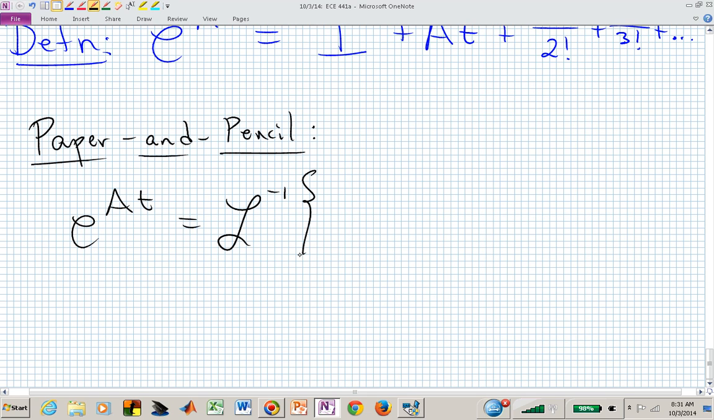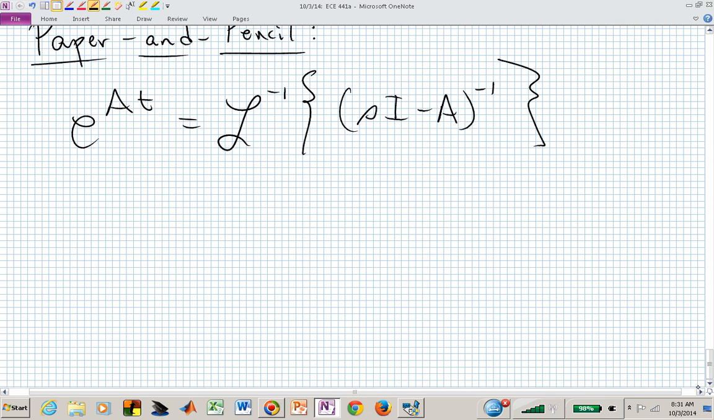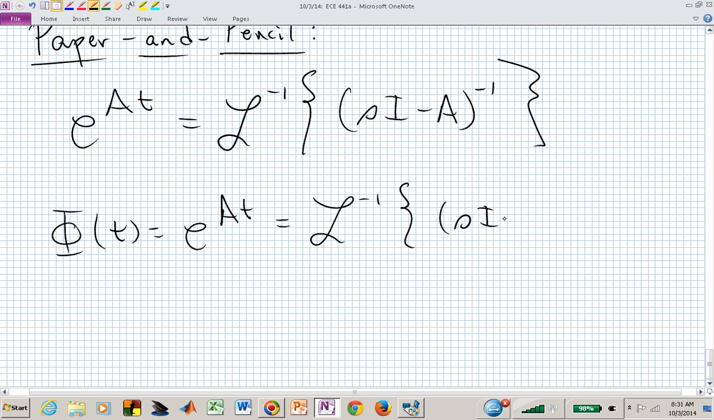So let's now do the inverse Laplace transform of SI minus A inverse. That's how we want to do it on paper and pencil. Or you might see this as phi of t, which is e to the AT, is also this inverse Laplace transform of SI minus A inverse.